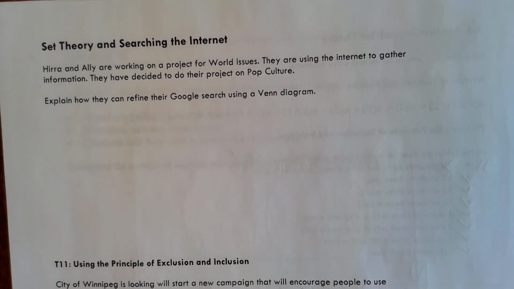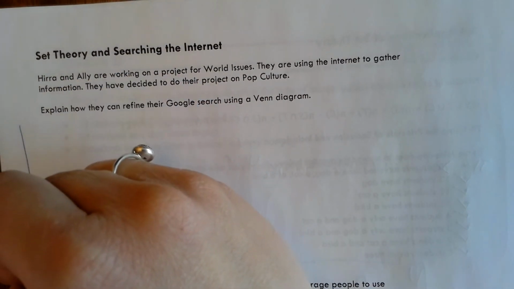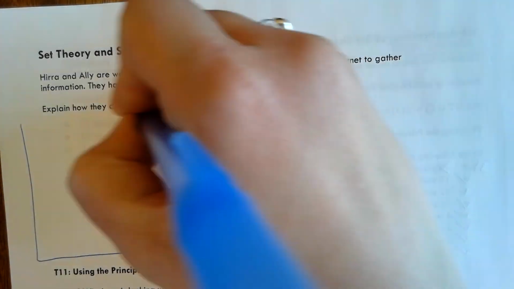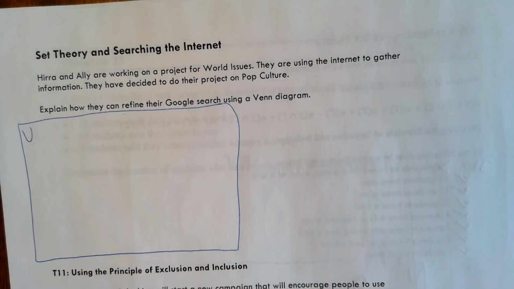Okay, so Kira and Allie are working on a project for World Issues. They're using the internet to gather information. They have decided to do their project on pop culture. Explain how they can refine their Google search using a Venn diagram. Okay. First step, Venn diagram box. I'm going to call it U.